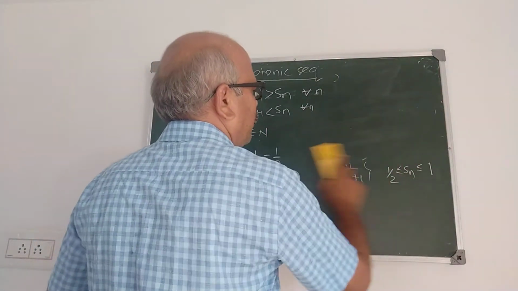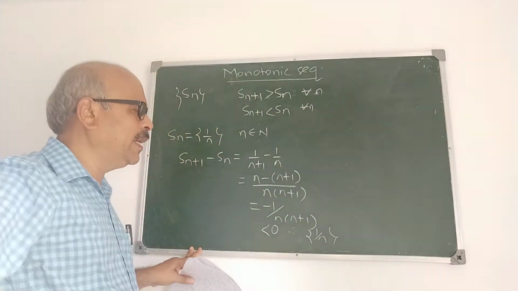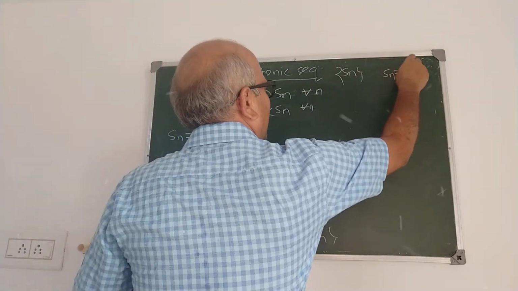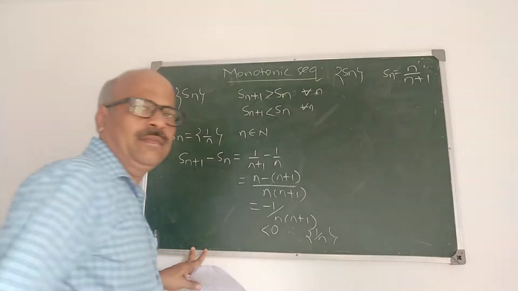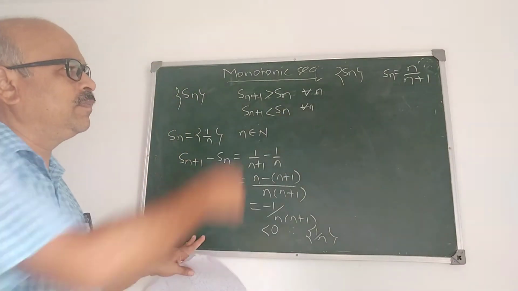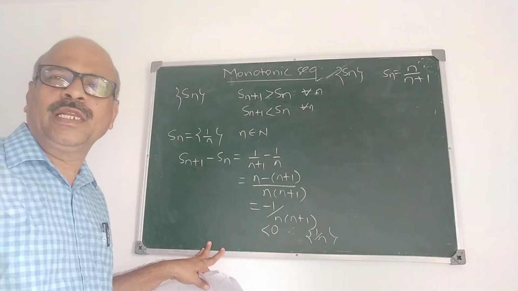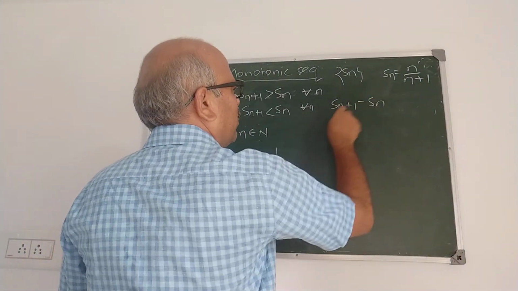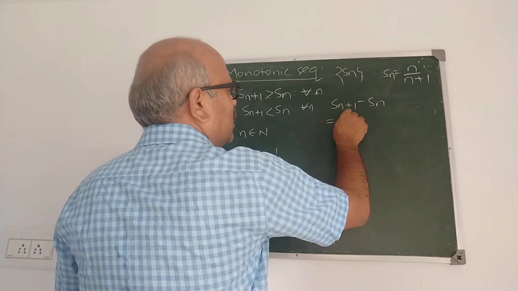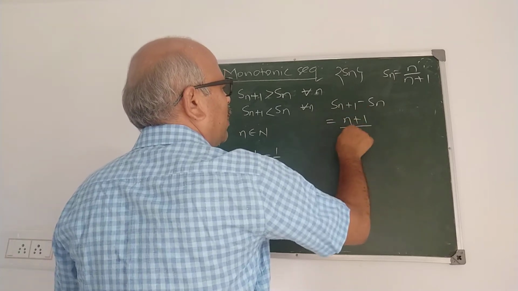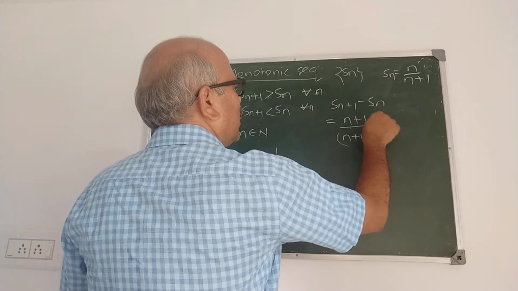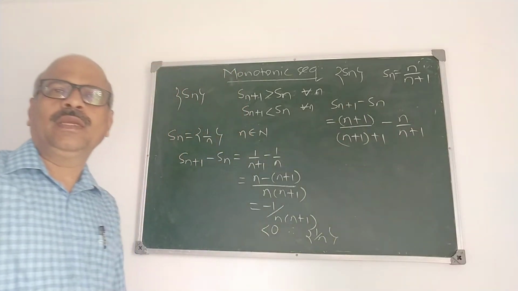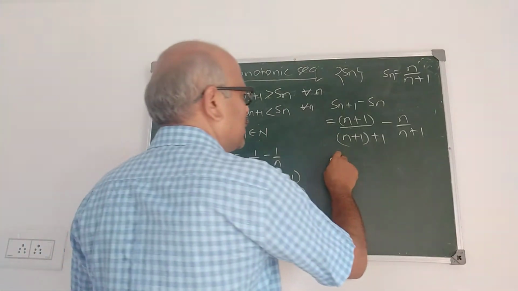Then take one more sequence. What is that? n by n plus 1. Suppose Sn is a sequence defined by Sn is n by n plus 1. Now we check whether it is monotonically increasing or decreasing. What you have to do? Take Sn plus 1 minus Sn. Sn plus 1 is n plus 1 by n plus 1 plus 1, minus n by n plus 1.